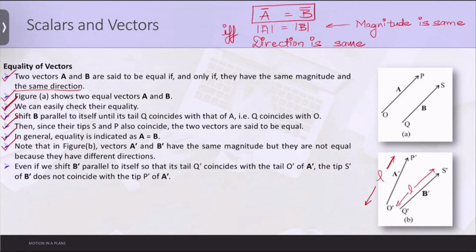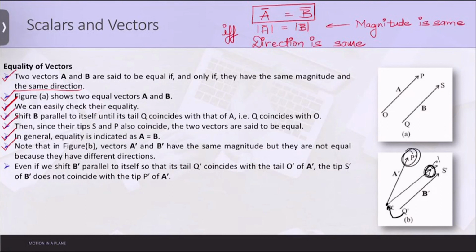Even if we shift B dash parallel to itself, let us try to understand why they are not equal. Let us look over the same scenario again. Let us try to shift B dash. How will it shift to itself? So that its tail Q dash coincides with the tail O dash of O. So try to put this Q dash on this point O here, and the tip S dash of B does not coincide with the tip of B dash. Basically this will be somewhat like this. It is quite evident that this tip does not coincide with that of B dash.